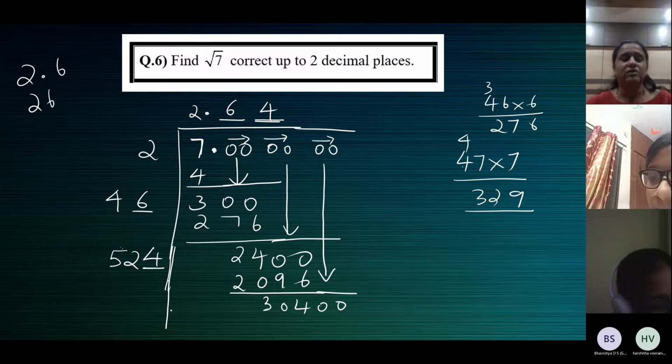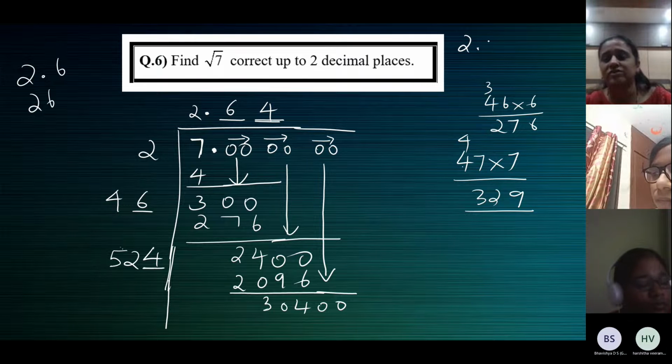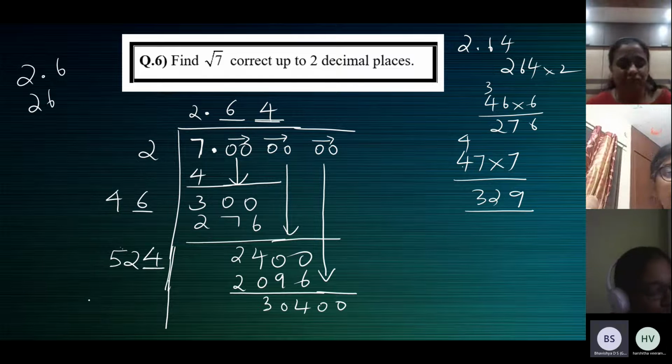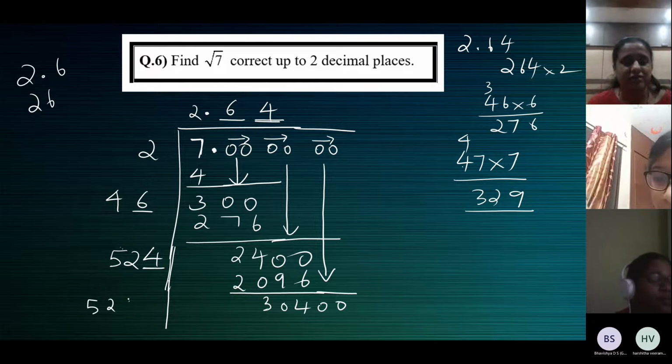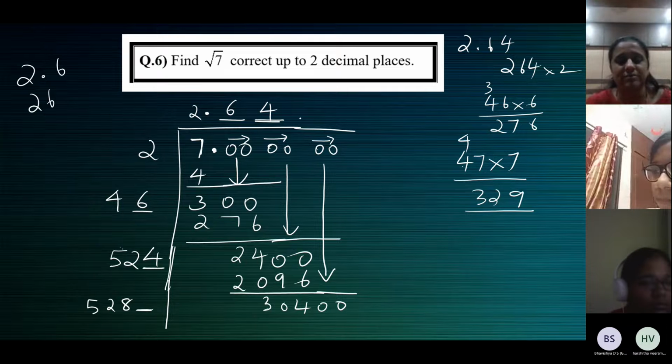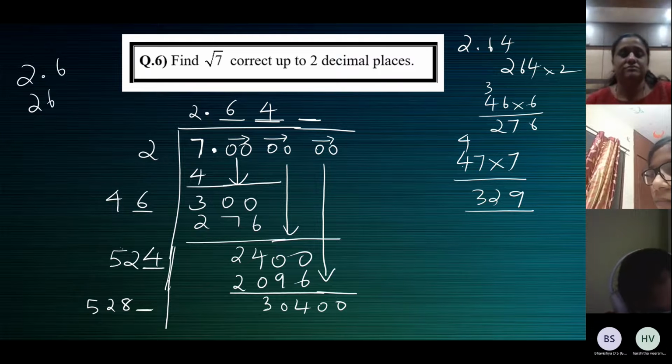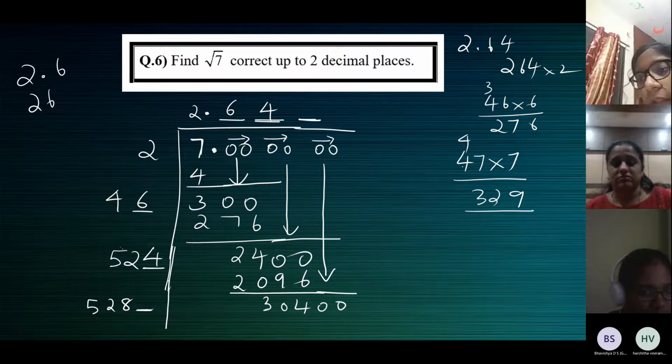Now double the quotient. So now in the quotient you see 2.64. Don't see the decimal point. It's only 264 into 2. Double the quotient. 528, ma'am. Whatever digit you place here, you must place the same digit here. Ma'am, it should be 5 into 5, ma'am. Yes, 5 into 5.